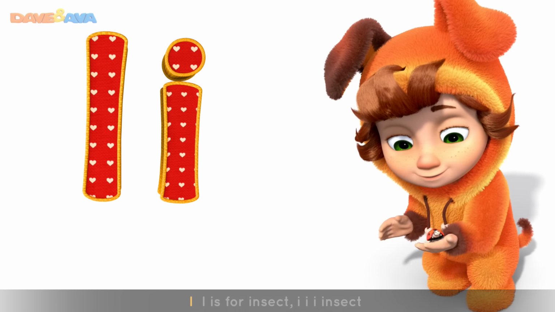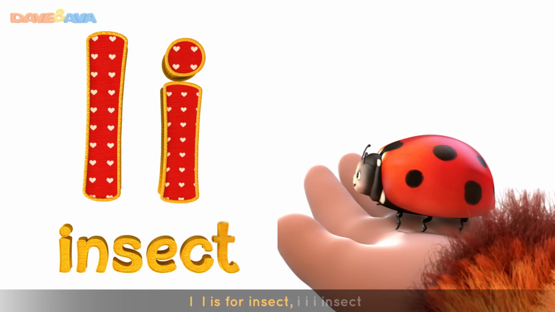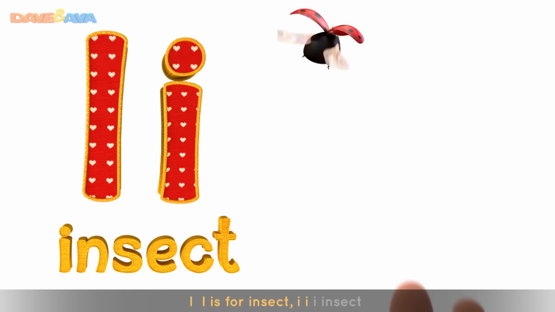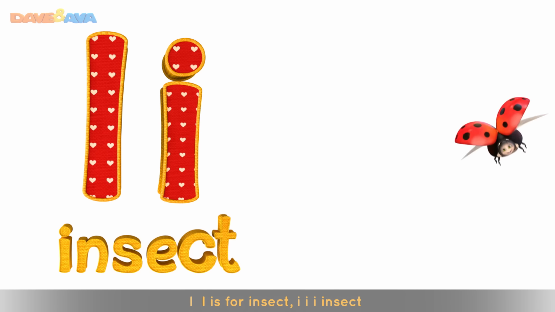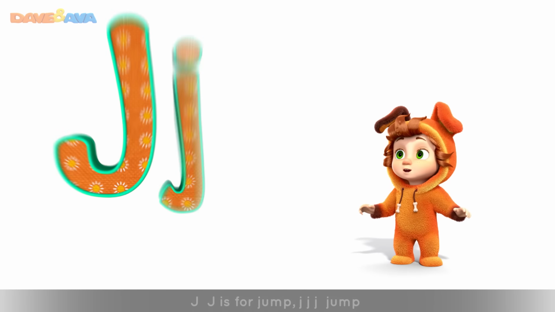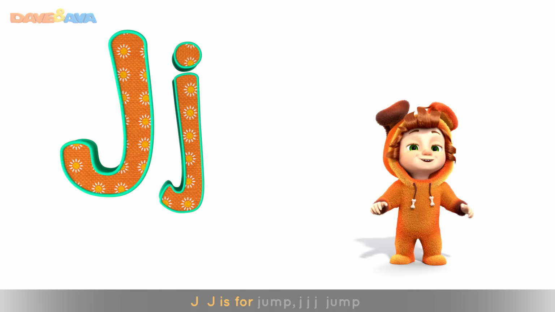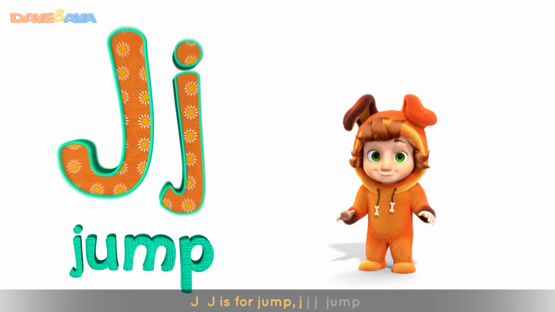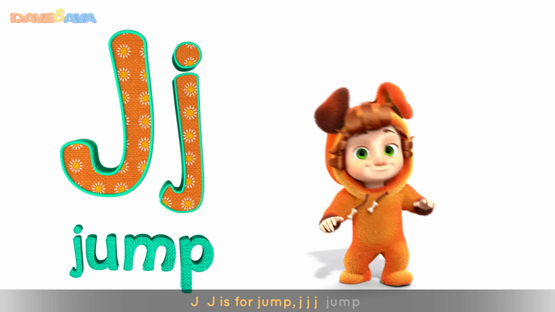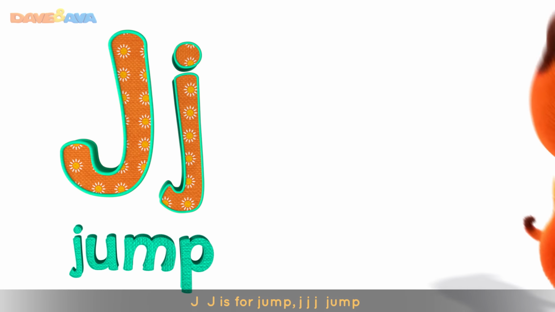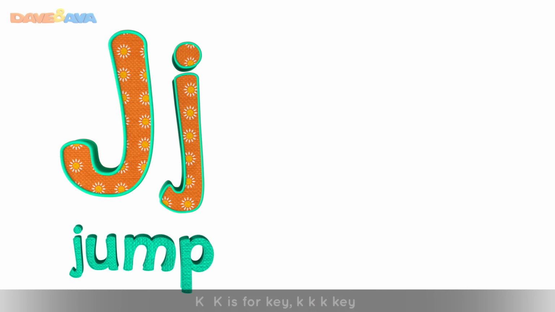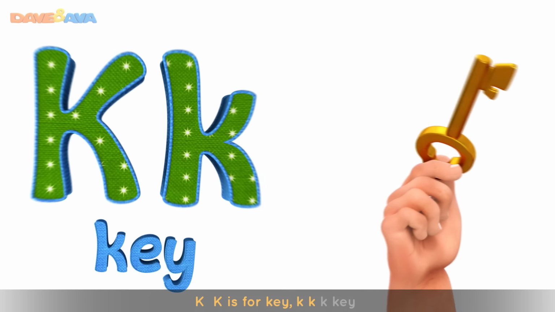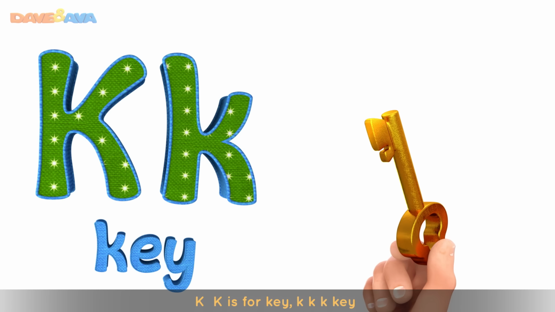I. I is for insect. I, I, I, insect. J. J is for jump. J, J, J, jump. K. K is for key. K, K, K, key.